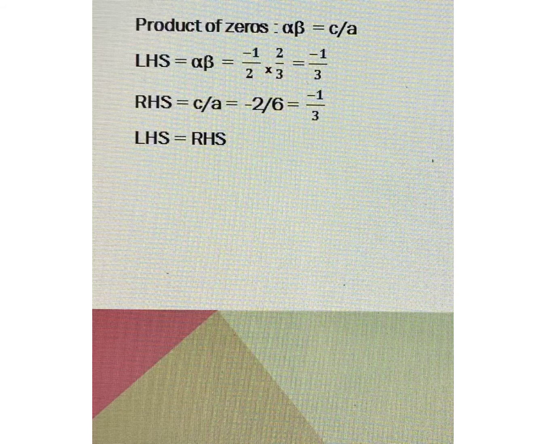Now we will consider another relation, that is product of zeros. Alpha into beta is equal to c by a. Consider LHS. Alpha into beta is equal to minus 1 by 2 into 2 by 3, that is equal to minus 1 by 3. Now RHS is equal to c by a, that is equal to minus 2 by 6, that is minus 1 by 3. So here also LHS is equal to RHS. It means that we have verified both the relations between the coefficients and the zeros of the quadratic polynomial.